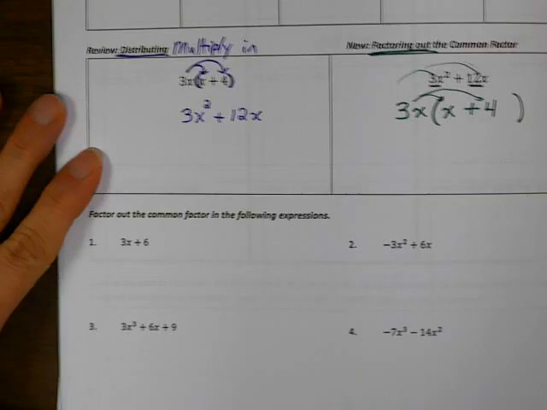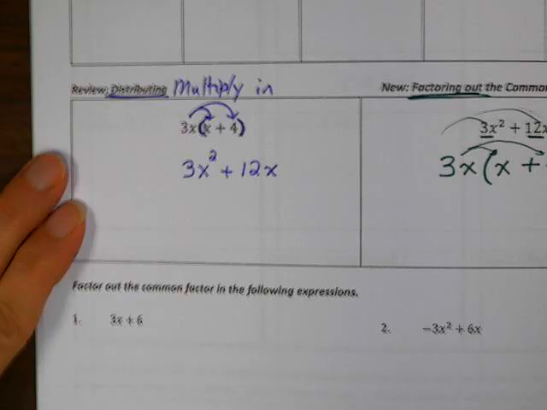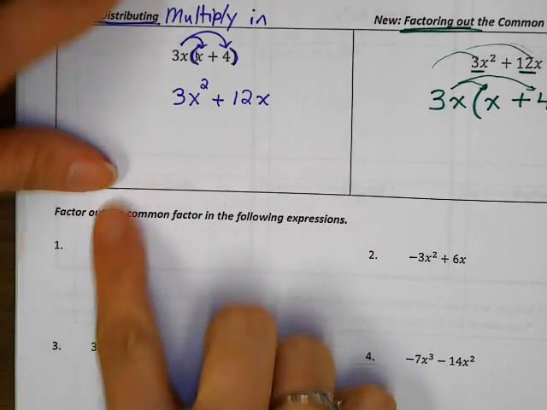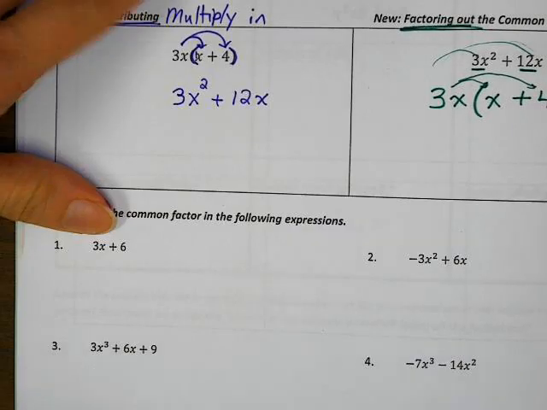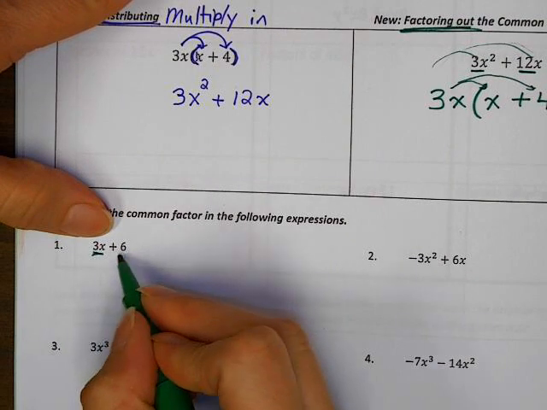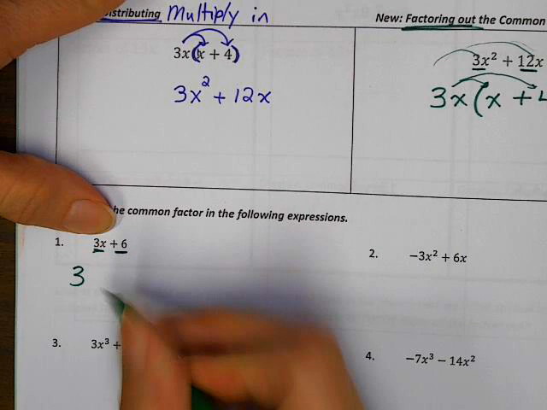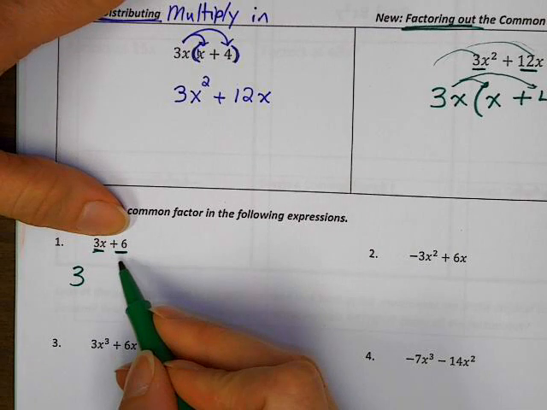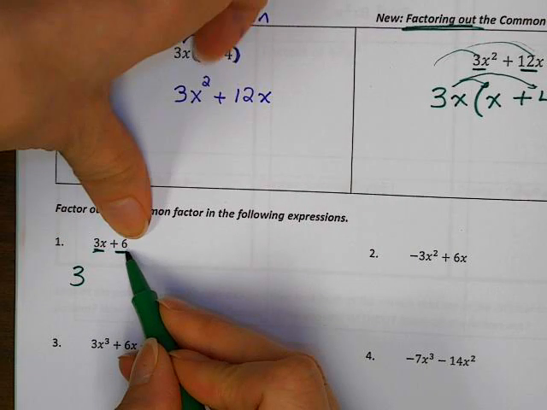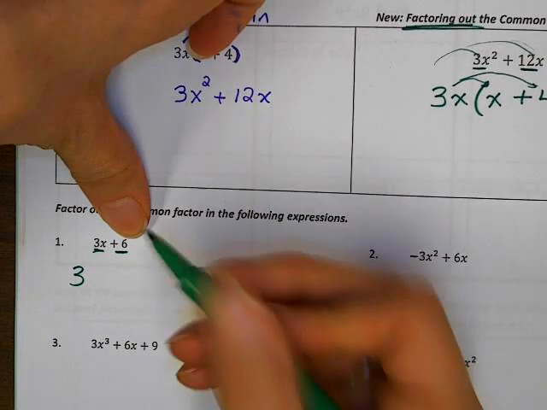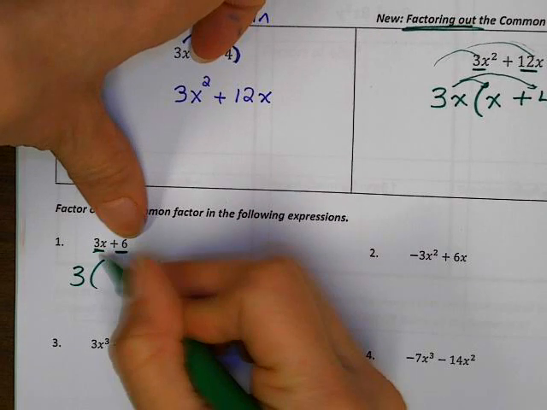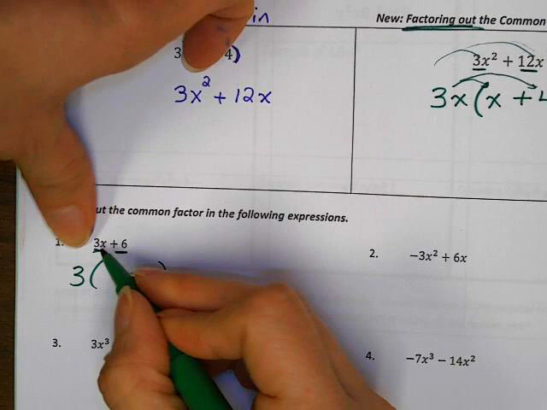Okay, let's take a look at the first one. The first problem here is pretty small. It's just 3 plus x. So let's study one thing at a time. I look at the numbers. They each could be divided by a 3. Could I take any variables out? Well, the second term has no variables, so there's no letters to divide out. So 3 is the greatest thing that I could take out.